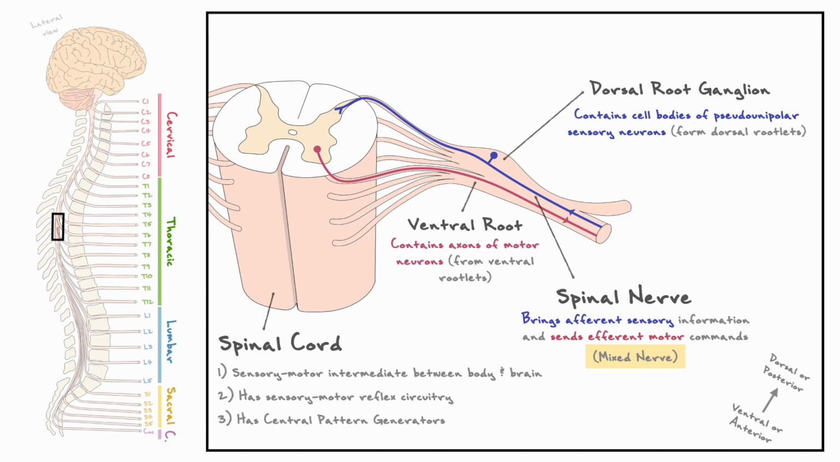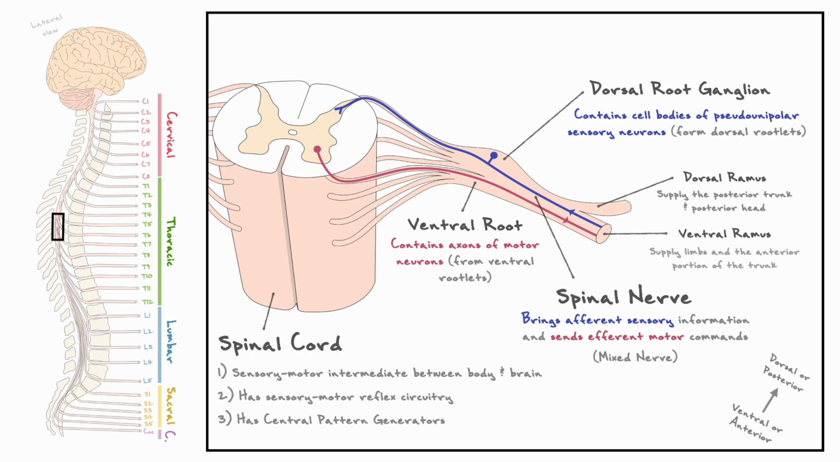In this figure, you might have noticed that the spinal nerve splits in two. The dorsal portion is called the dorsal ramus, and the ventral portion is called the ventral ramus. Although both rami are spinal nerves and carry sensory motor information, the main difference between the two is that the dorsal ramus carries this information to supply the posterior trunk and the posterior head, and the ventral ramus carries this information to supply the limbs and the interior portion of the trunk.